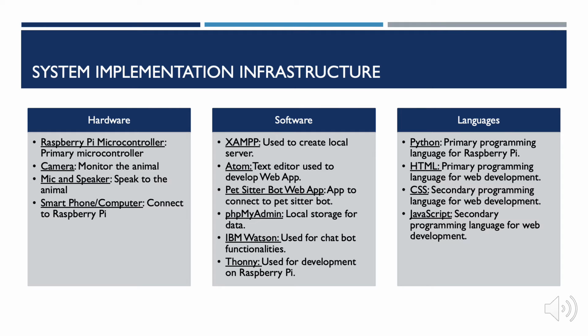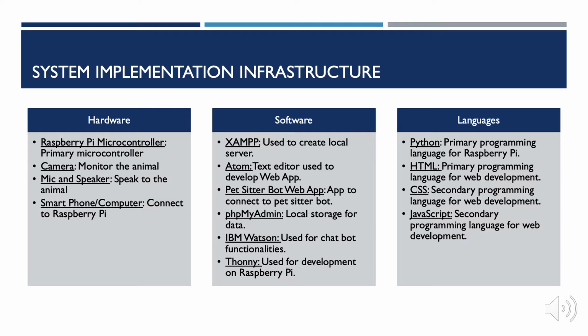Our system implementation infrastructure consists of 3 major components: the hardware, the software, and the languages used to make this possible. For hardware, we implemented a Raspberry Pi microcontroller, which acted as our primary microcontroller, a camera that allowed us to monitor the animal, a microphone and a speaker that allowed us to speak to the animal, and a smartphone or computer that would connect to the Raspberry Pi and allow us to view the pet and make adequate changes.